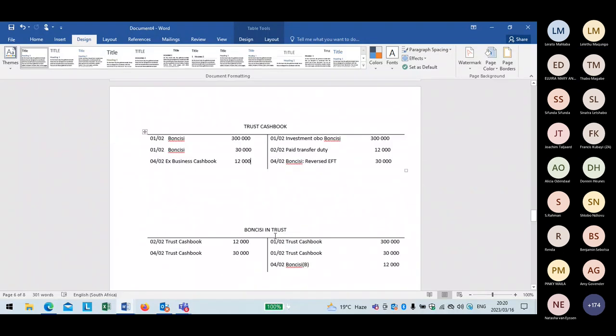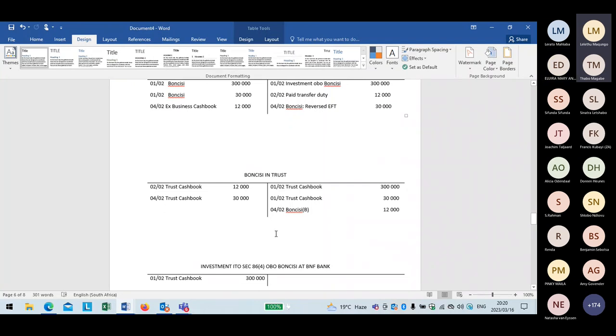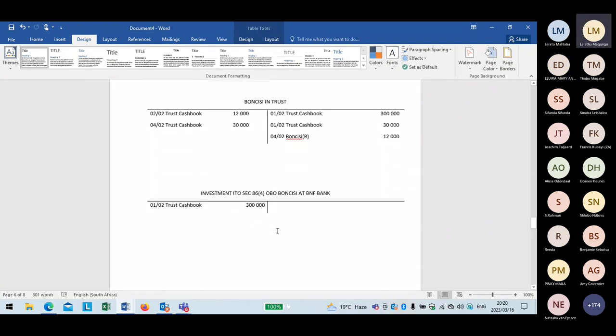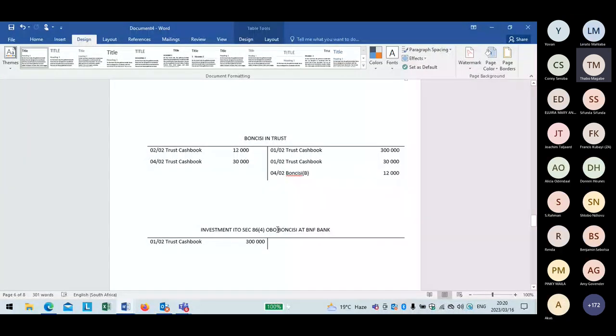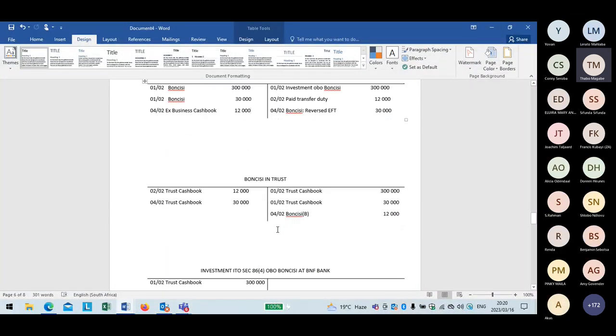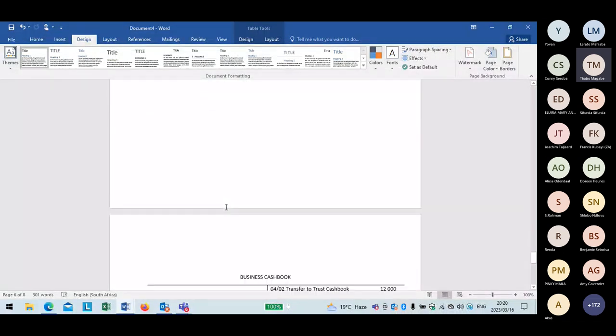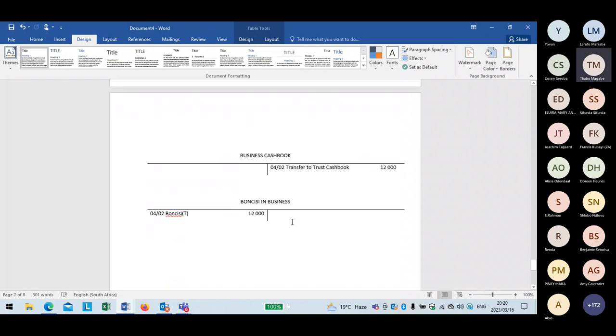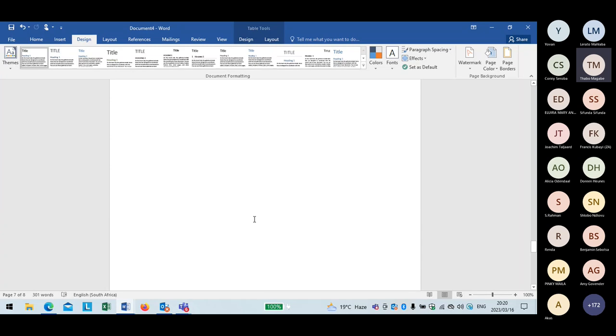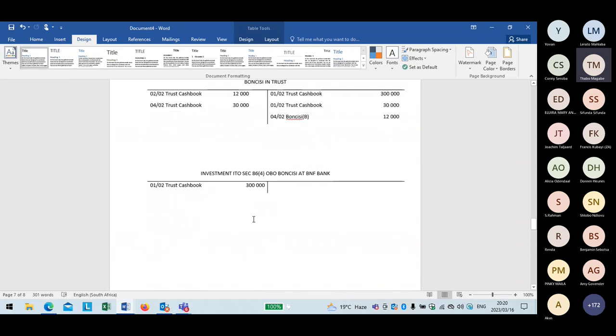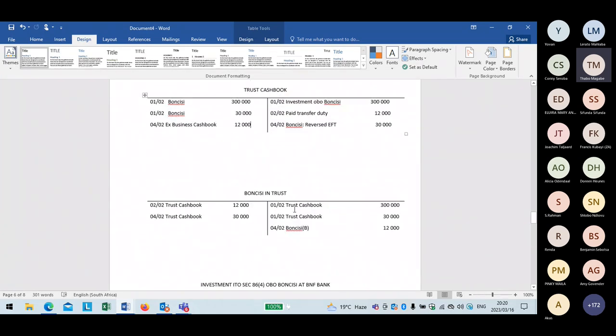Right. Let us move. So we have transferred from business to trust. We recorded on the transfer journal. After recording on the transfer journal, we posted two relevant ledgers by debiting Bonchisi in business and then crediting Bonchisi in trust so that there is now 12,000 to close the deficit which was created in trust.